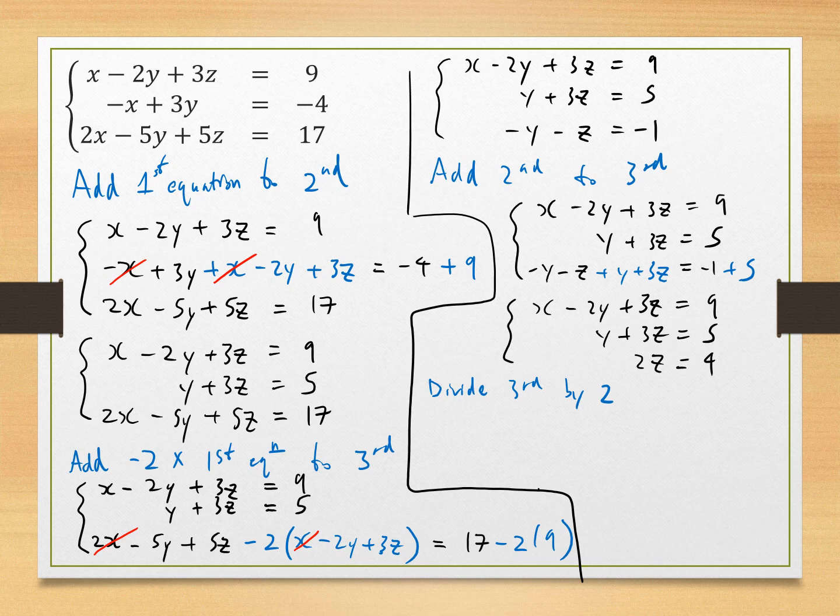There's one more thing I want to do in this case, which is that I also want to subtract 3 times the third row from the second row. Right, so that's the two things I want to do. Divide the third row by 2, which gives you c equals 2.